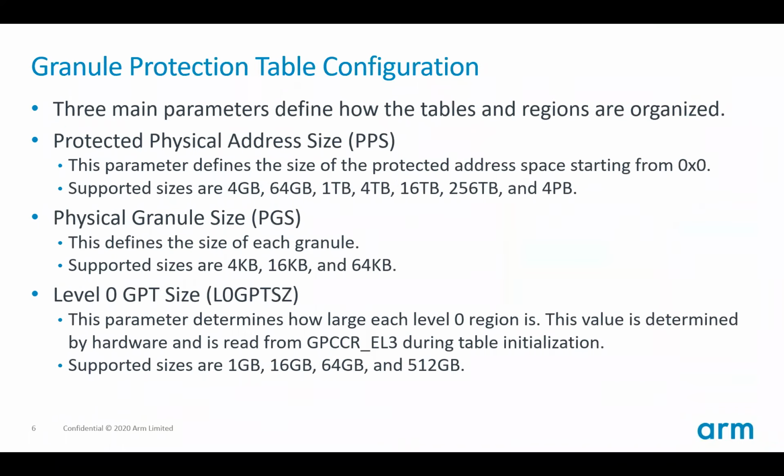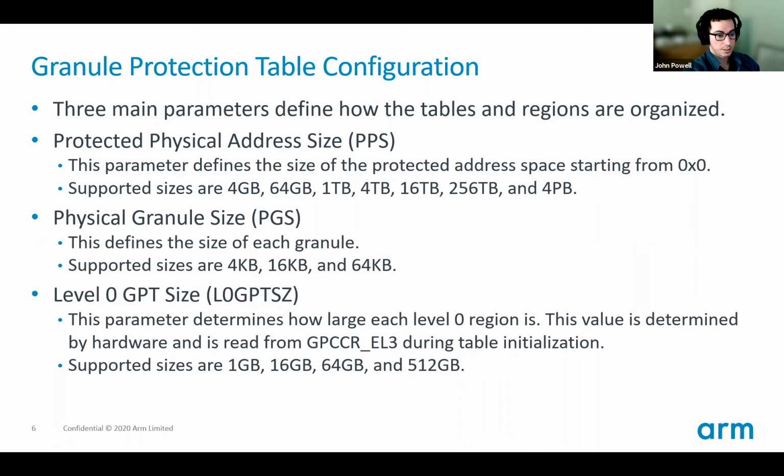So before we do that, let's talk about how these tables are configured. There are three main parameters that define how the tables are organized: the PPS, PGS, and L0 GPT size. PPS stands for protected physical address size and simply defines the total amount of protected memory. It is configurable from 4 gigabytes up to 4 petabytes and is passed into the GPT library API when first setting up the tables.